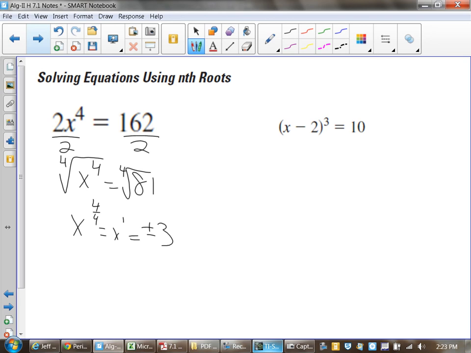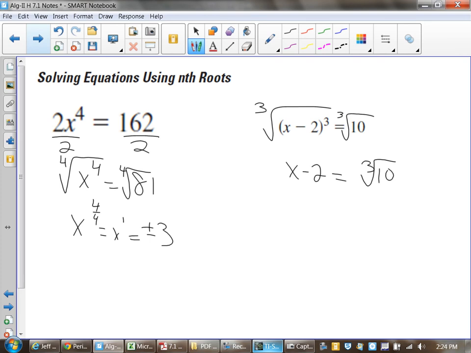So how do you undo it? How do you undo cubing? Take the third root, the cube root. All right, what's the cube root of junk cubed? Junk. What's the cube root of 10? Cube root of 10. I can't simplify that one. So that's, not yet. Is x?